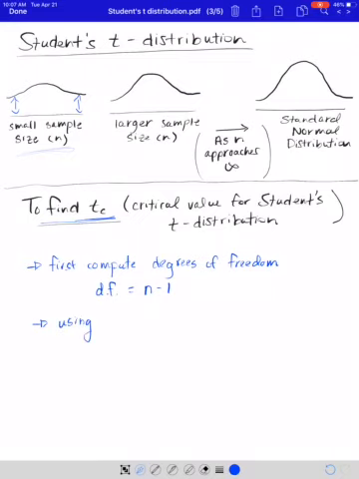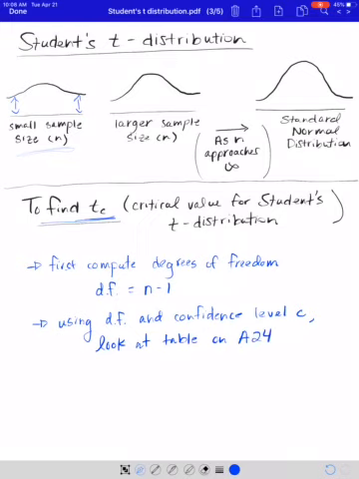Okay. And now, using our degrees of freedom and also our confidence level, so those are the two things that we need. So using degrees of freedom and confidence level C, which is always going to be given to us in the problem, right? We have to look at the table on page A24. So it's in the appendix. It's right after the standard normal distribution table.